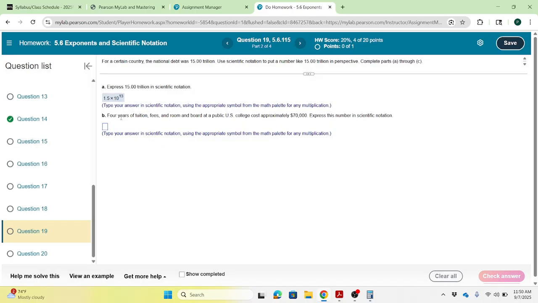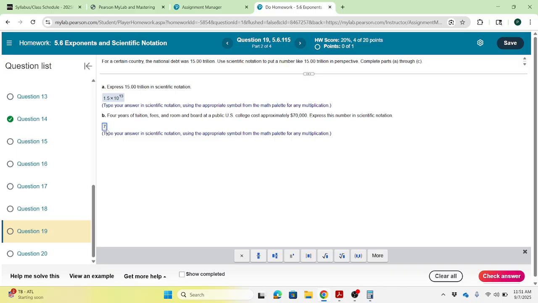Okay, 4 years of tuition fees and room and board at a public US college cost approximately 70,000. So how do you write 70,000 in scientific notation? Just write down 7.0. The rest are all zero digits, so you don't have to write them down. 7 times 10 to the power, how many zeros? 4 zeros. So 10 to the power 4.